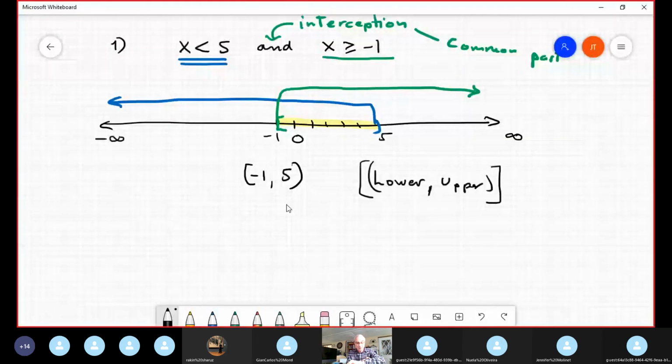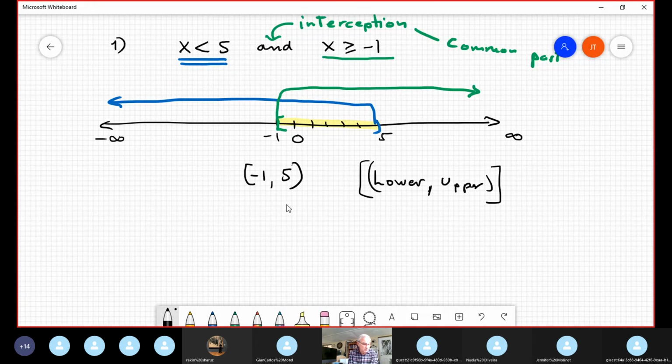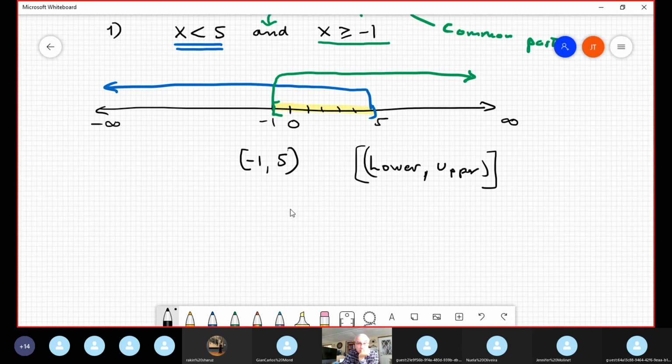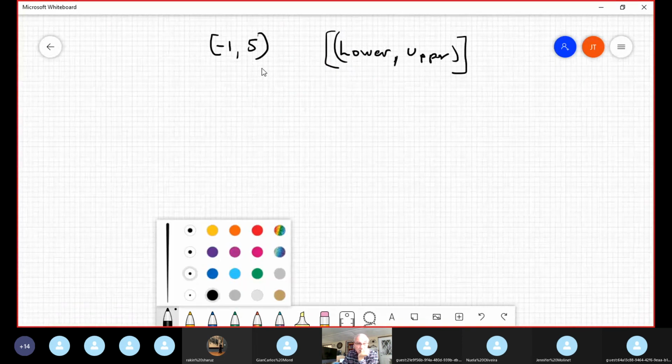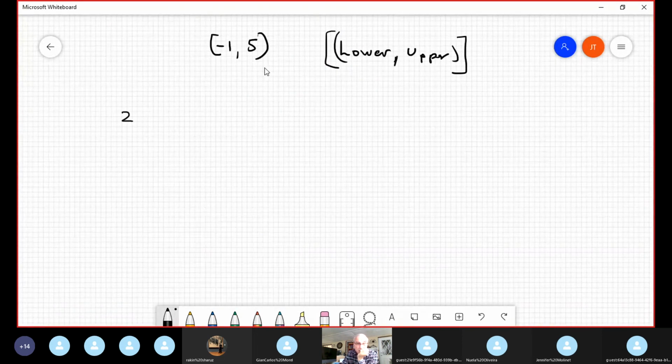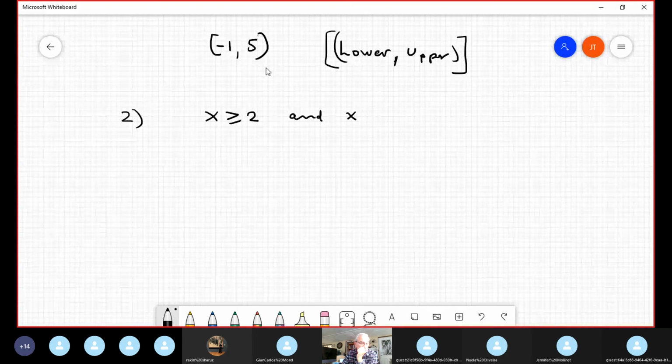Okay, guys, now one more and that's it. Number 2. This is the last one, I promise. Number 2 is x greater than or equal to, and x less than minus 3.